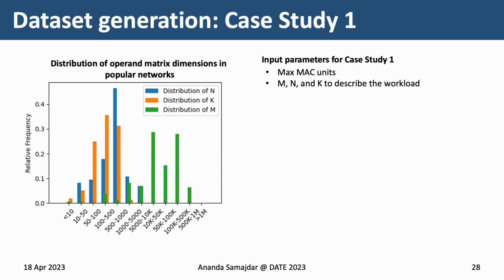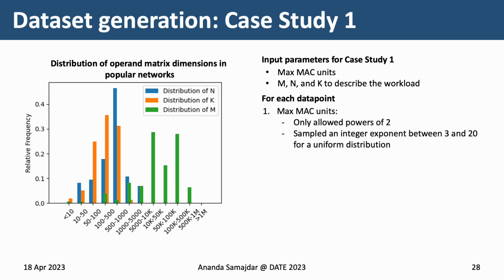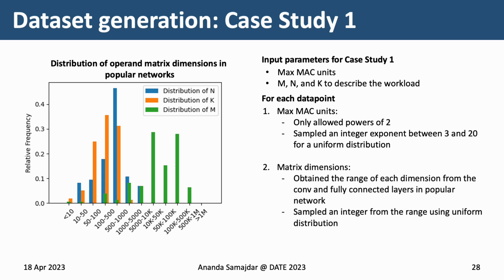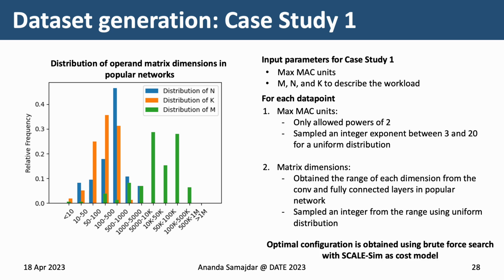Here we show the example of the first case study. To generate each data point in the dataset, we sample an exponent of 2 from a uniform distribution of integers to determine the maximum MAC units. And we sample 3 integers m, n, and k, the dimensions of the GEMM workloads, from the distribution of dimensions in layers of popular neural networks as shown in the chart. Finally, for each point in the input space, we determine the optimal configuration by simulation. In our case, we use ScaleSim as the cost model.